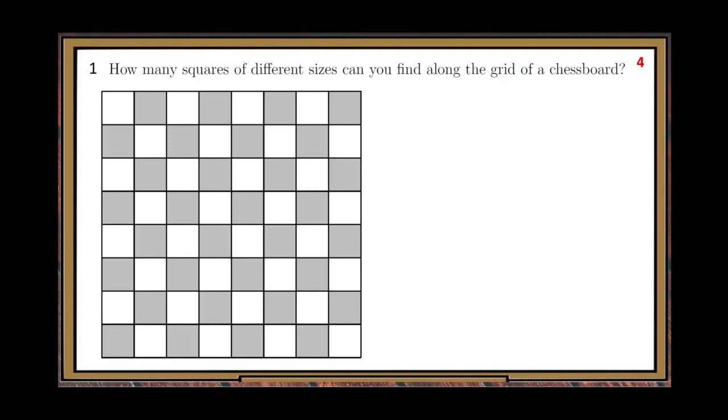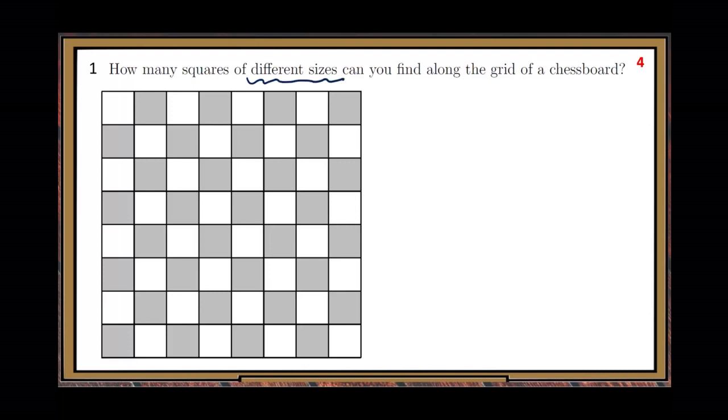How many squares of different sizes can you find along the grid of a chessboard? Here you see a standard chessboard, 8 by 8. You can see white squares and black squares. So for this question, we need to count the number of total squares of different sizes.